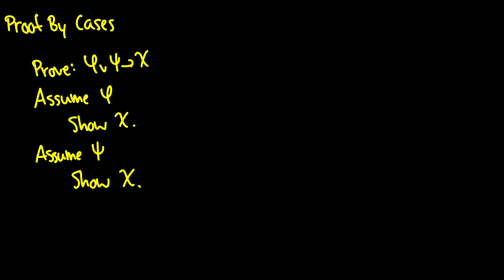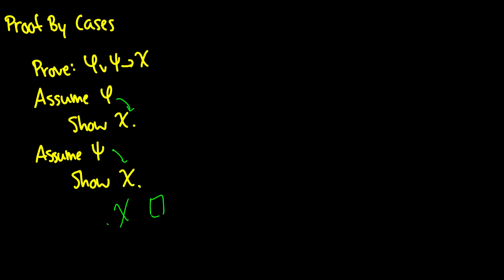I decided to do an actual video on proof by cases and have an example that works. So, a proof by case is if we say that phi or psi proves chi, then what we have to do is assume phi, show that chi, and then assume psi, show that chi, and then that proves that chi.